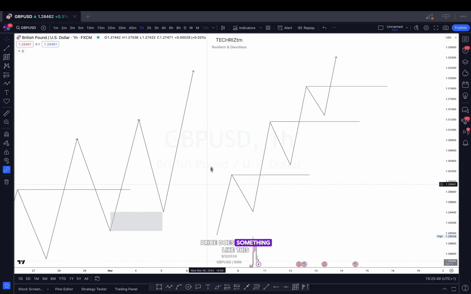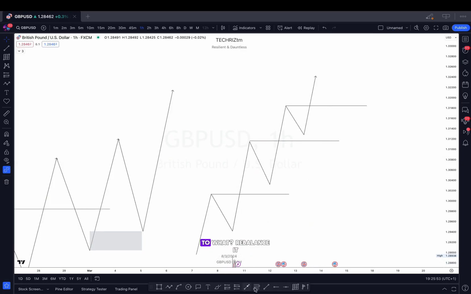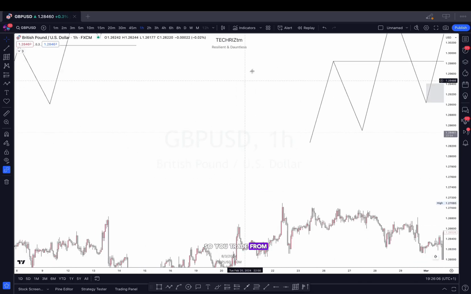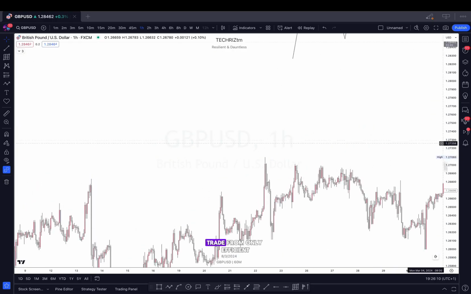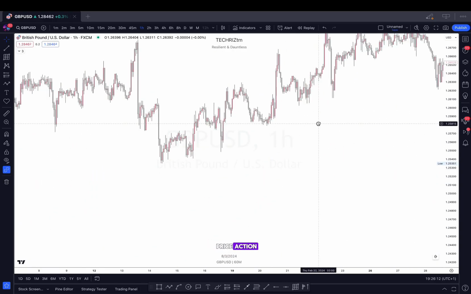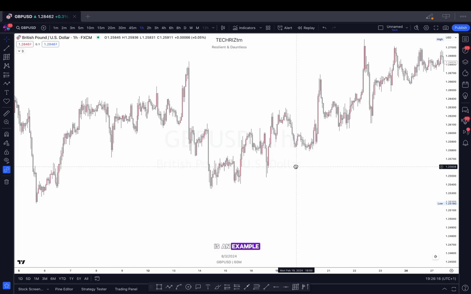But if price does something like this, it is an inefficient price action, and price will seek to rebalance it. Price may actually do something like this, something like this. We seek to rebalance it, and then boom, the whole thing structures again. But that is by the way. So you trade from only efficient price action, right? All right. So this is an example.